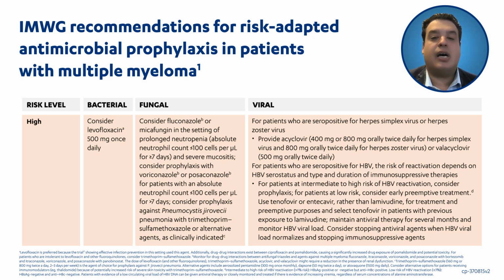Viral prophylaxis guidelines for patients who are seropositive for herpes simplex virus or herpes zoster virus follow the same guidance for intermediate risk patients. While prophylaxis for patients who are seropositive for HBV should consider the risk of reactivation, including HBV serostatus and type and duration of immunosuppressive therapies. These patients should be managed with risk-adapted antivirals.